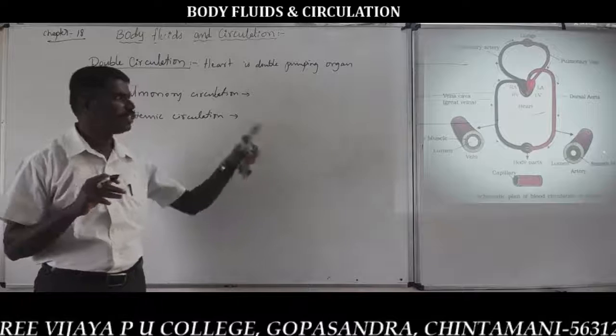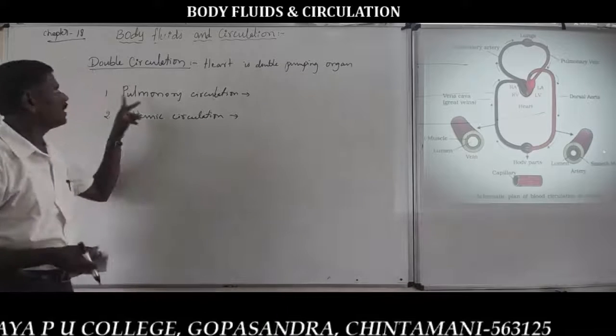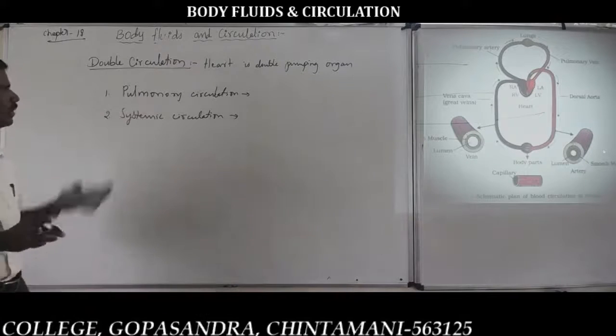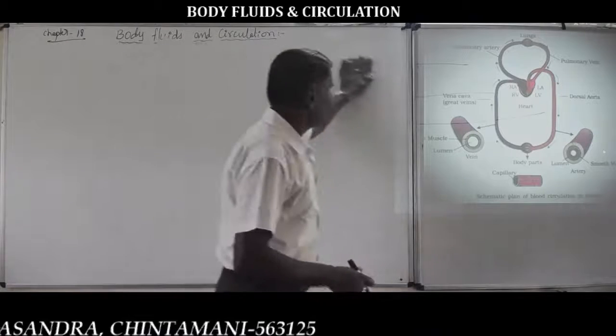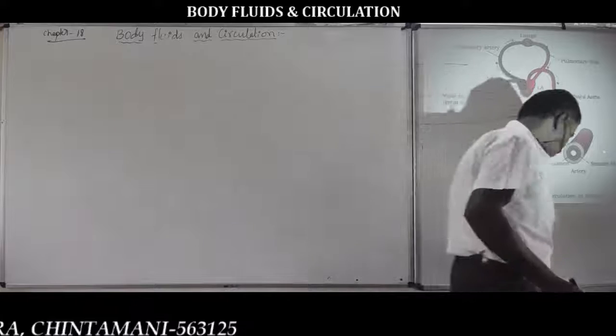This circulation is called double circulation. So these are the two types of blood circulations.